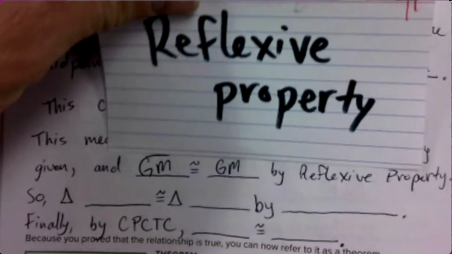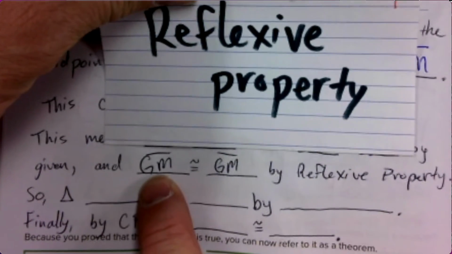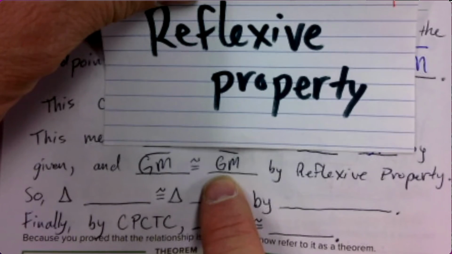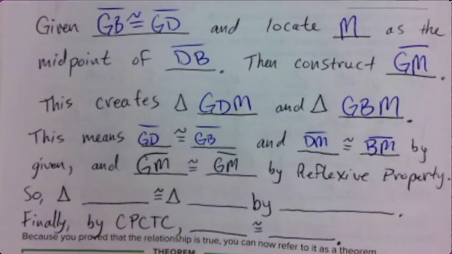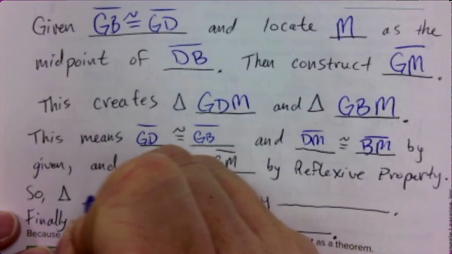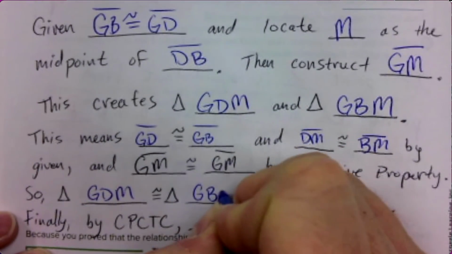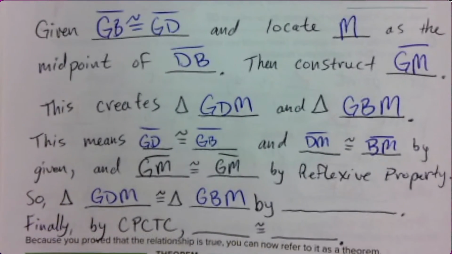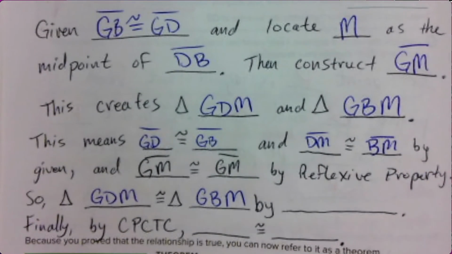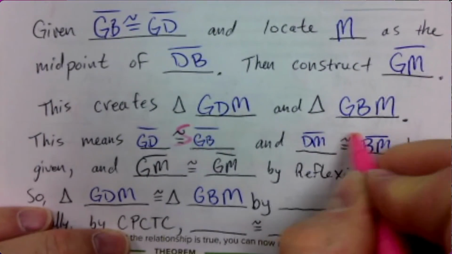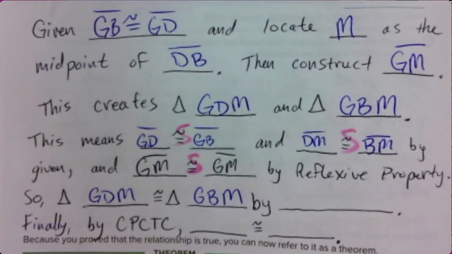So we're going to use the reflexive property to say this line segment of the top triangle is the same line segment as the bottom triangle. So triangle GDM is congruent to triangle GBM. And the reason is side, side, side congruence.